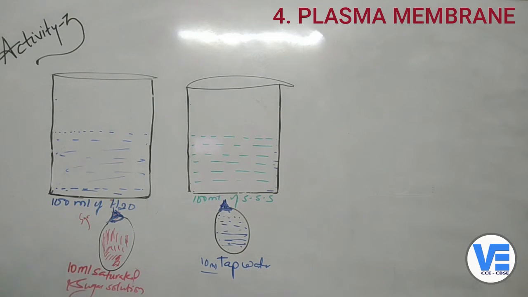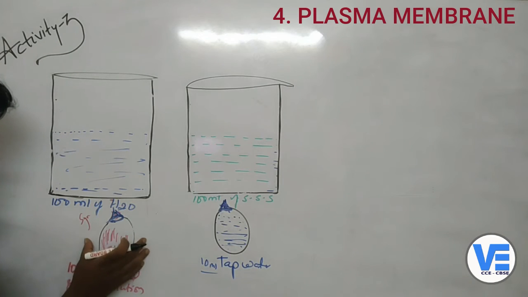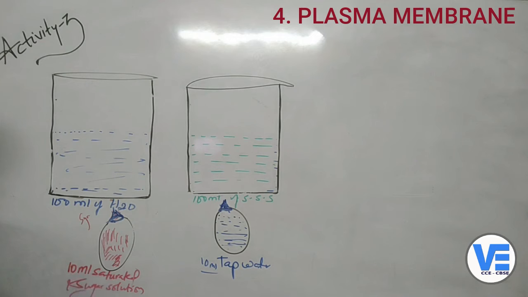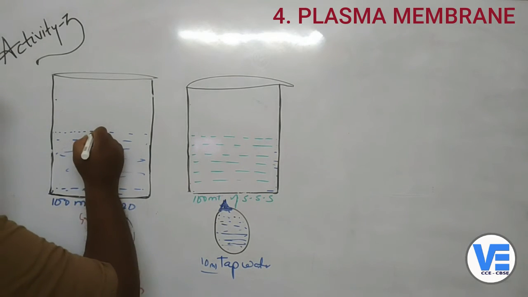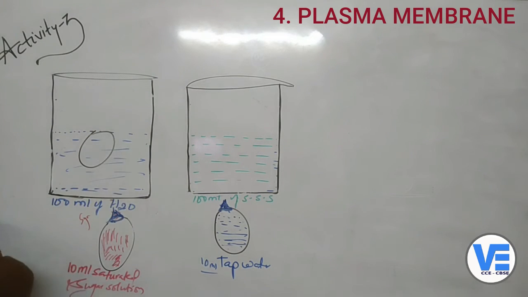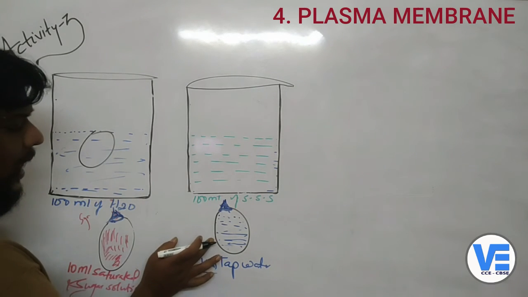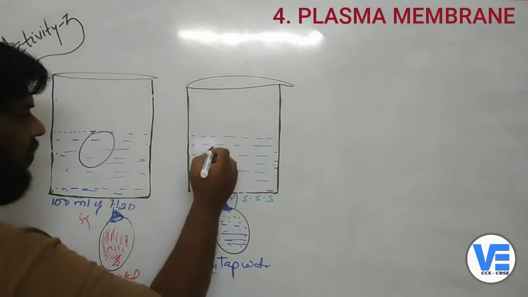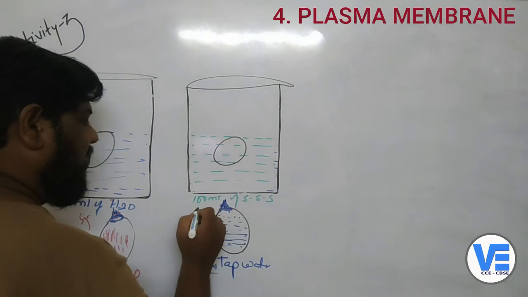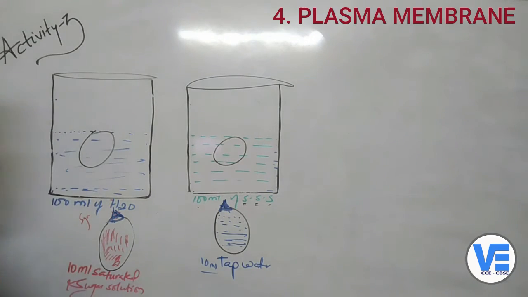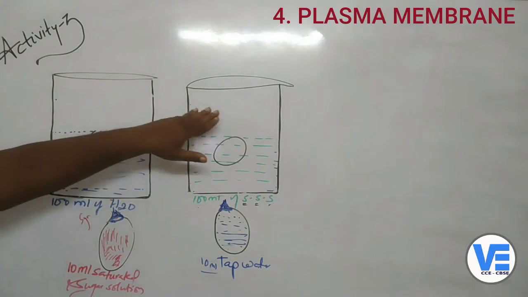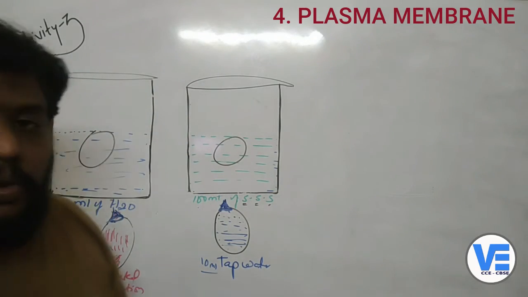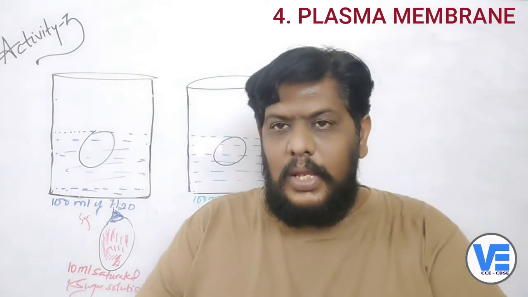Now I'm going to take this one which is filled with 10 ml of saturated sugar solution and keep it in this 100 ml of water. In the same way, I'm going to take this membrane which has 10 ml of tap water and leave it in the 100 ml of saturated sugar solution. I'm going to leave this apparatus completely overnight.